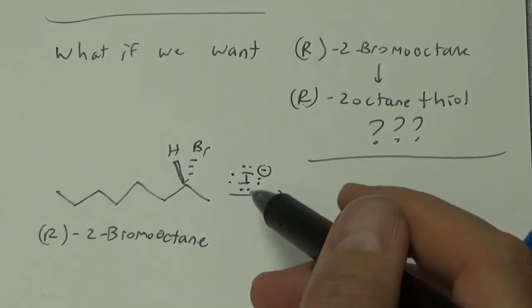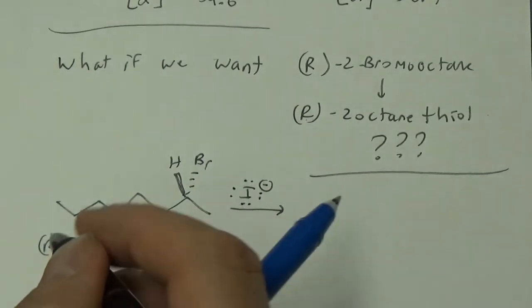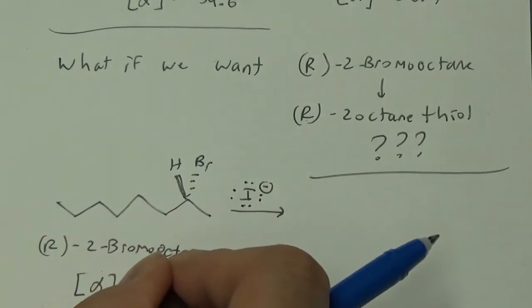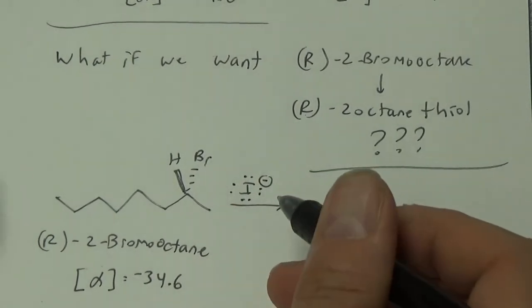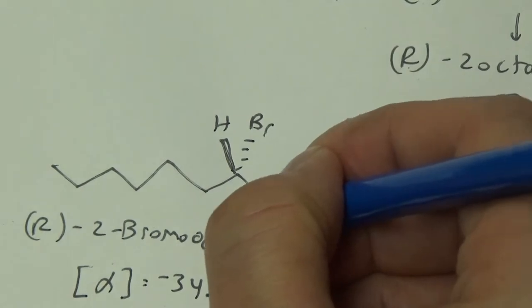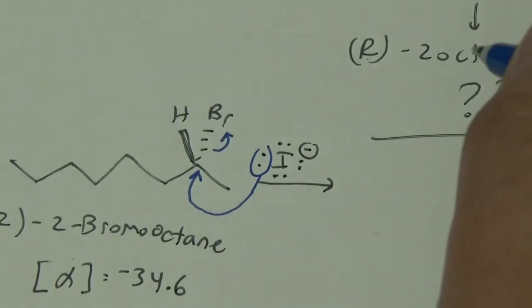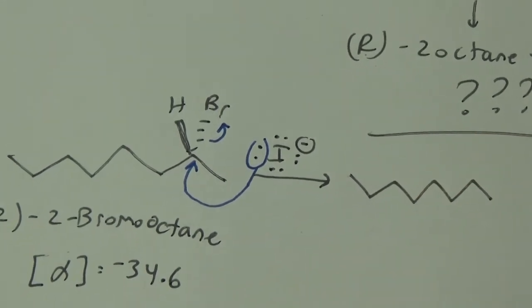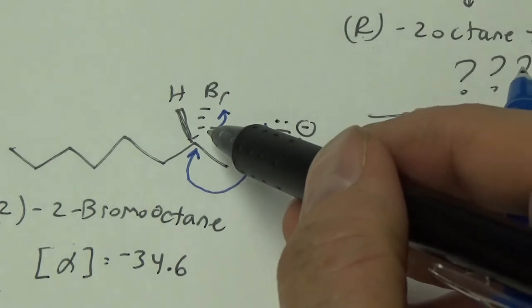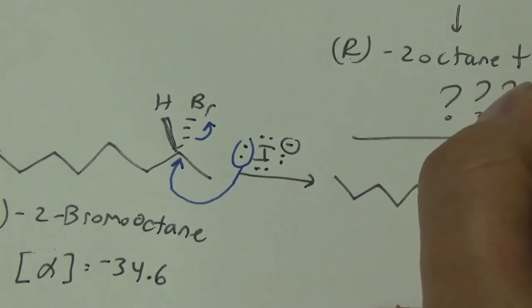So when we go from R-2-bromooctane, what's the optical rotation of it again? It's negative 34.6. Negative 34.6. And we're going to react with iodide. And what's iodide going to do? SN2 reaction with inversion, right? So mechanism: circle lone pair, sneak in from the back, kick off the leaving group. That will make, now iodide won't be going away, iodine will be coming towards us. I'm going to skip the hydrogen because you don't really need to draw the hydrogen every time.